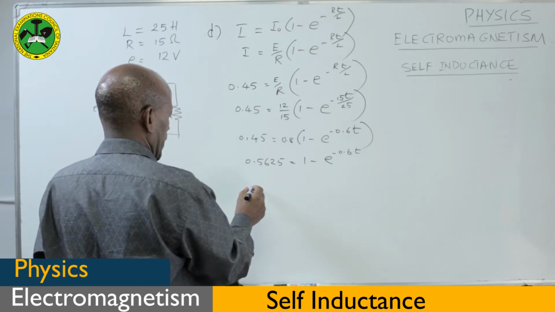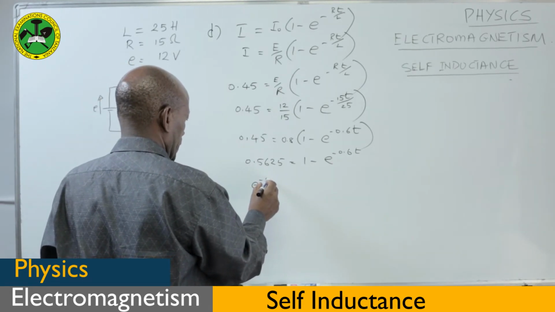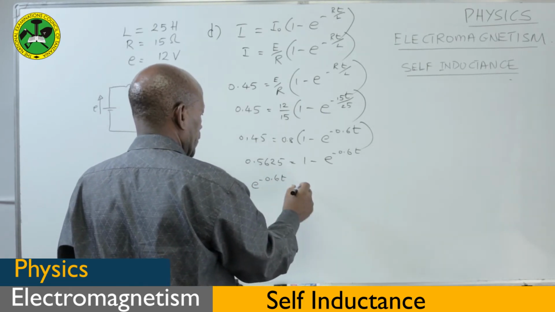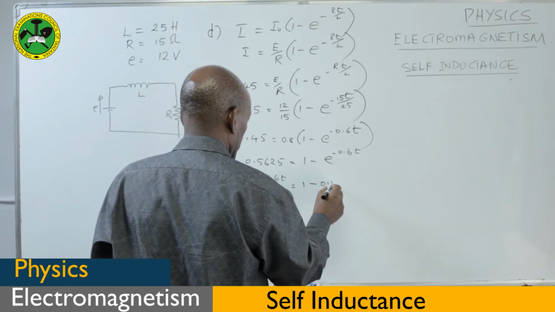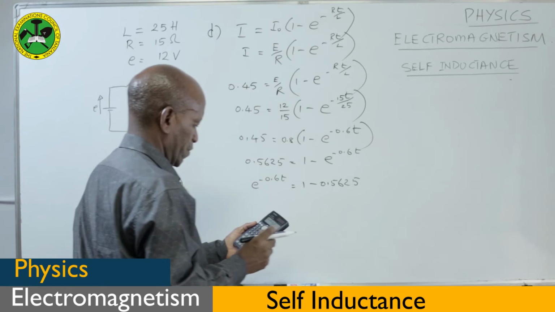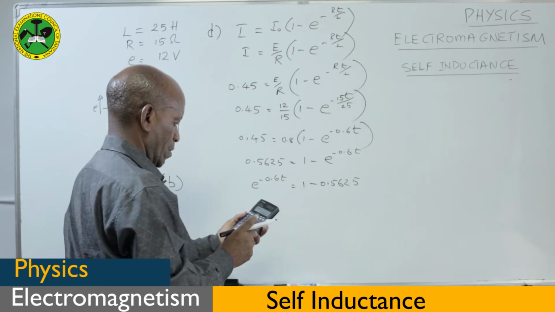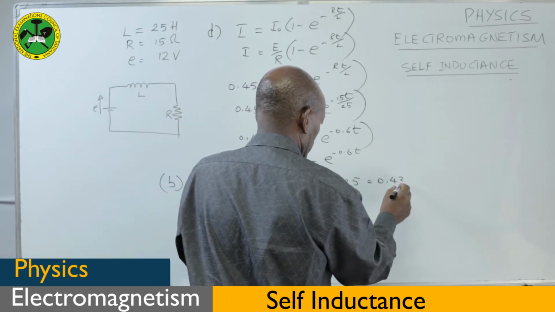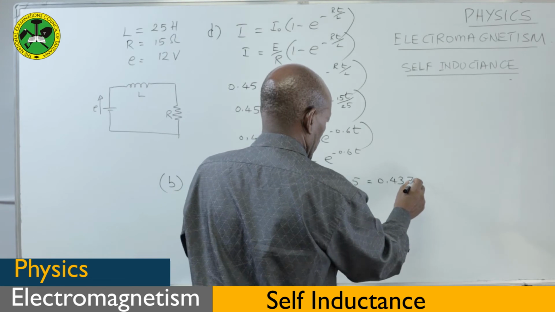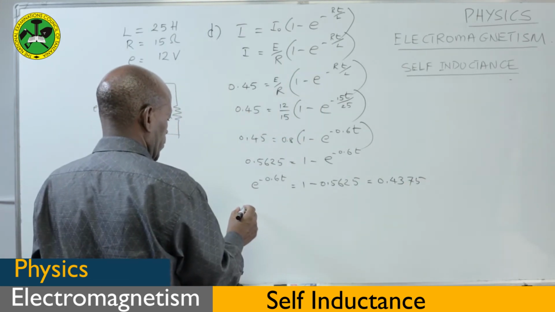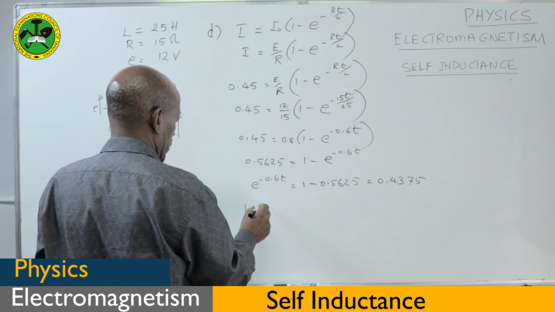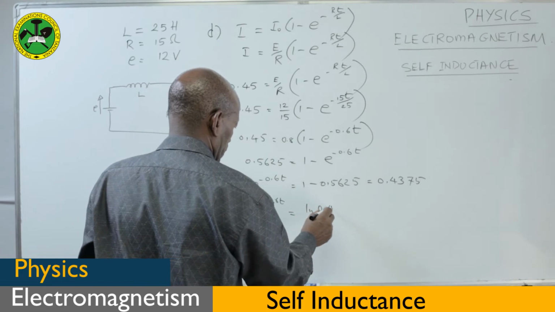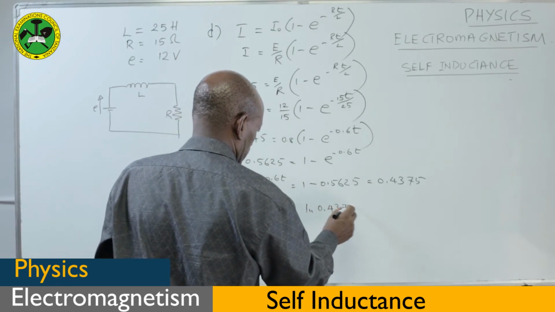Then we are solving for that e to the power minus 0.6t. This will just be equal to 1 minus 0.5625, which is equal to 0.4375. So if I take ln of both sides, minus 0.6t is equal to ln of 0.4375.